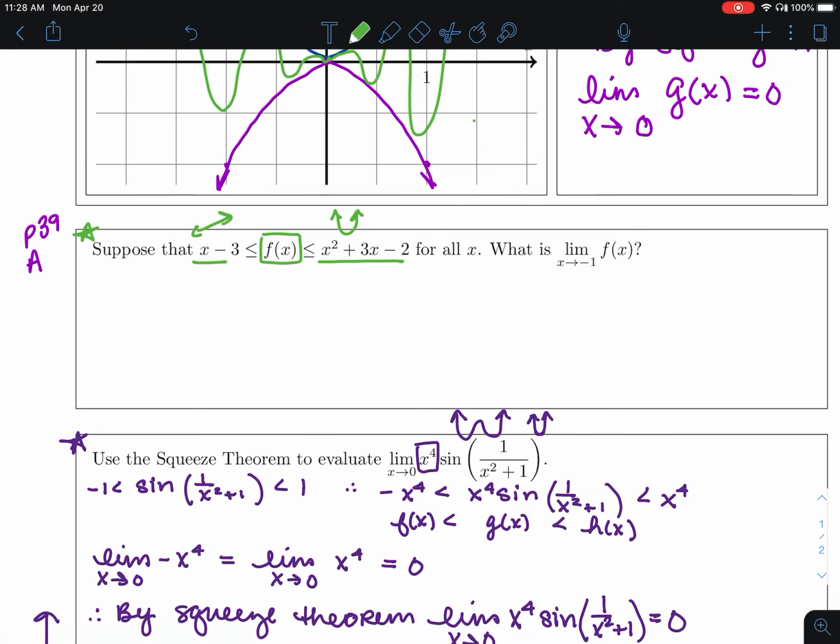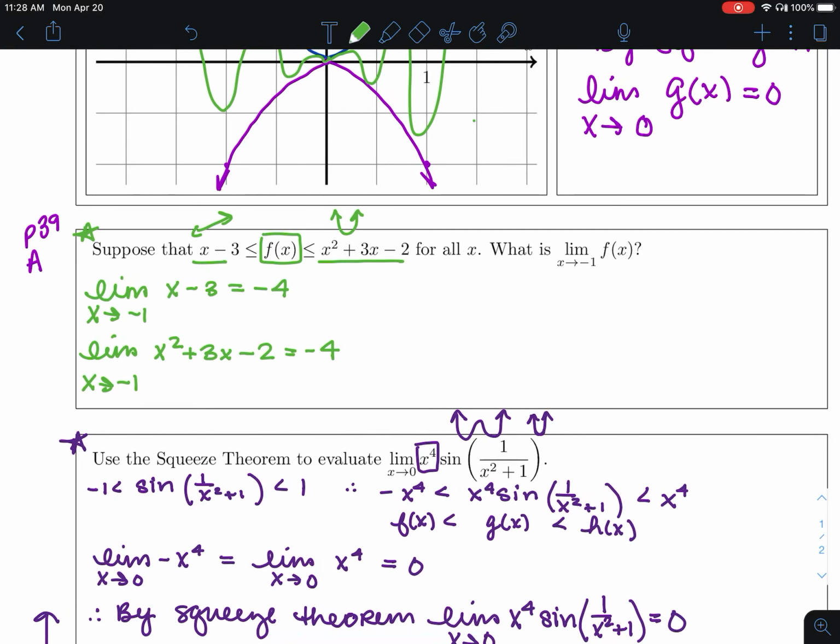So the first thing we're going to do is look at the limit as x approaches -1 of the lower function. This is a simple direct substitution. So we've got -4 over here. And then we're going to look at the limit from the upper function, which is a parabola, x squared plus 3x minus 2. When we substitute in for that, it's also a direct substitution. We've got 1 minus 3 minus 2, which happens to be -4.